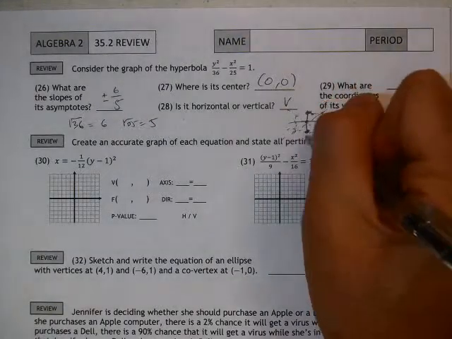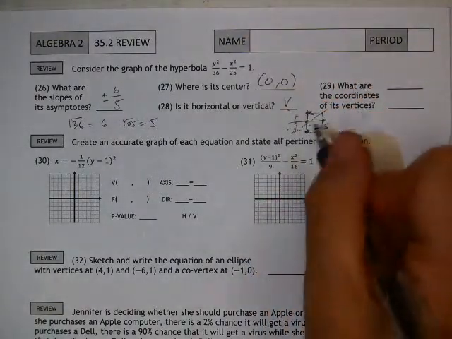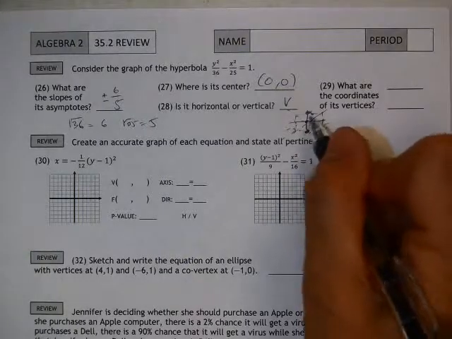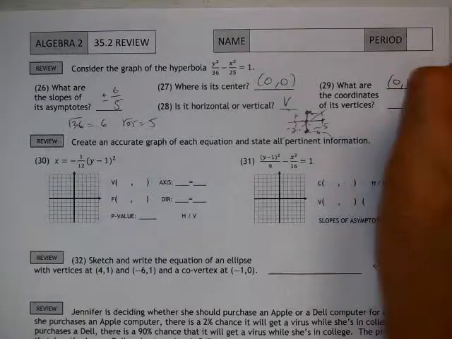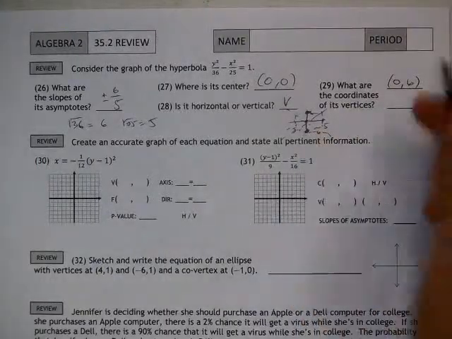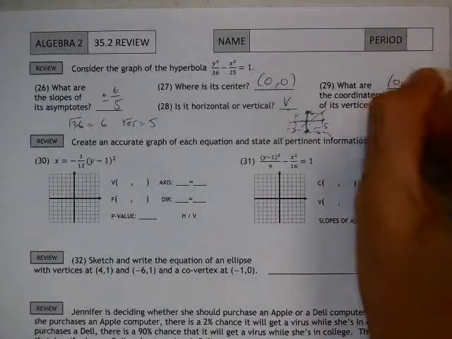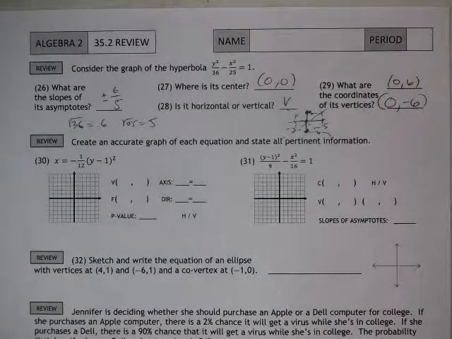And then I would go ahead and graph. I'm not going to finish the graph because there's not much room. But the parabolas would start there. So one vertex would be up top here at 0 and positive 6. The second one would be down here at 0 and negative 6. So there's our coordinates of the 2 vertices.